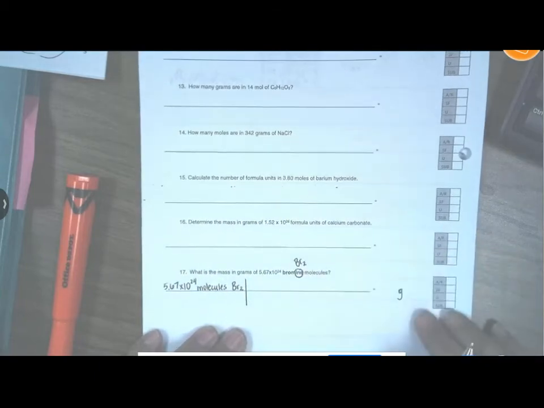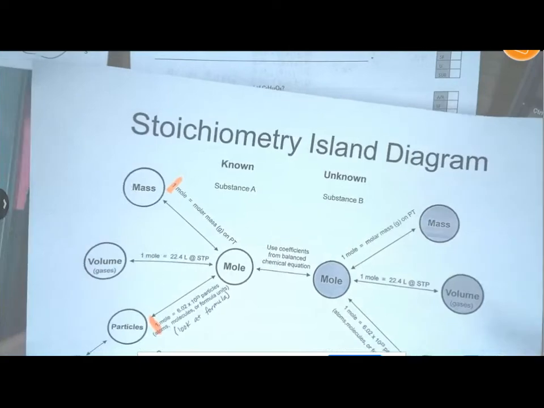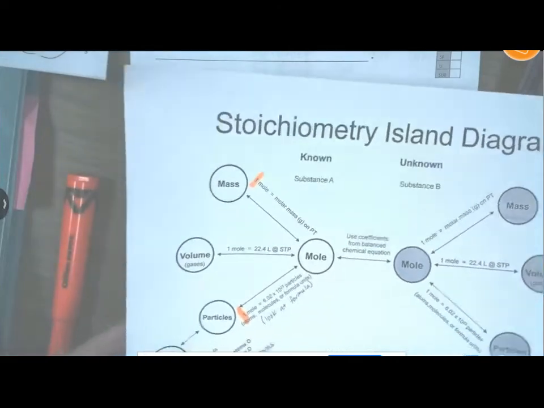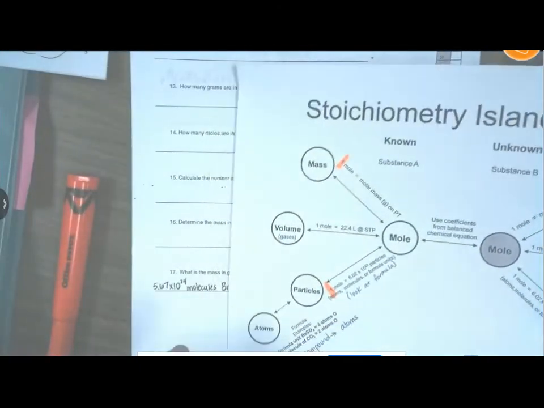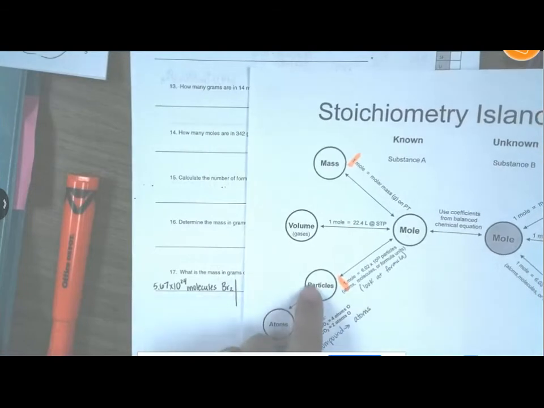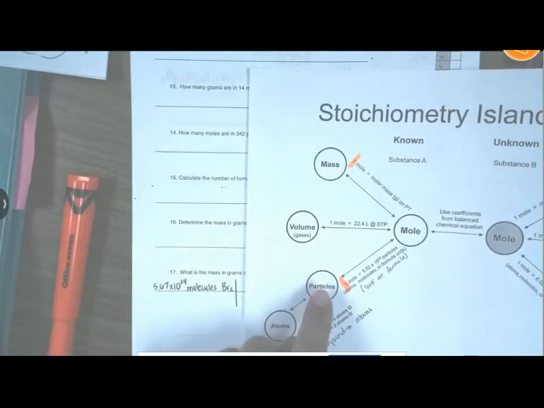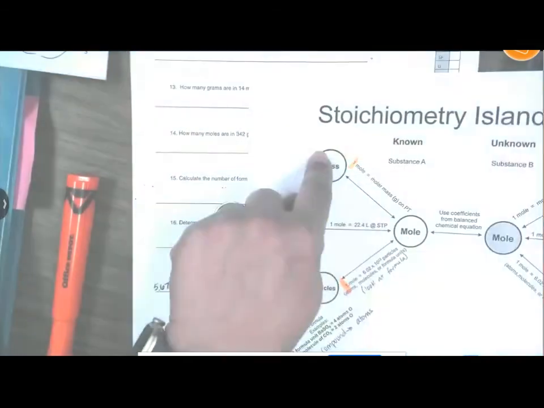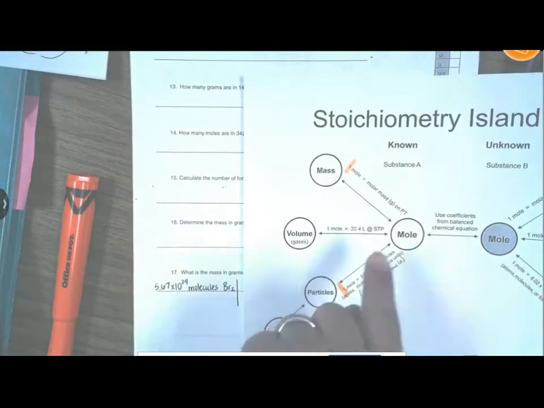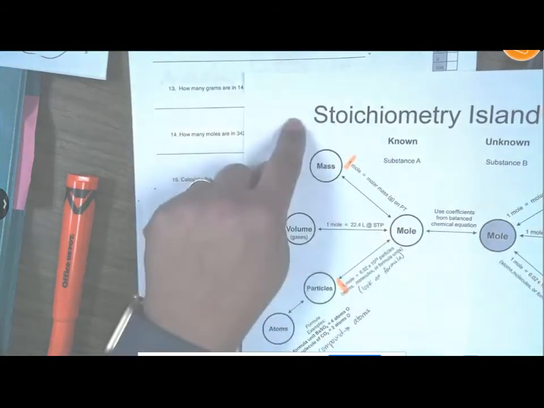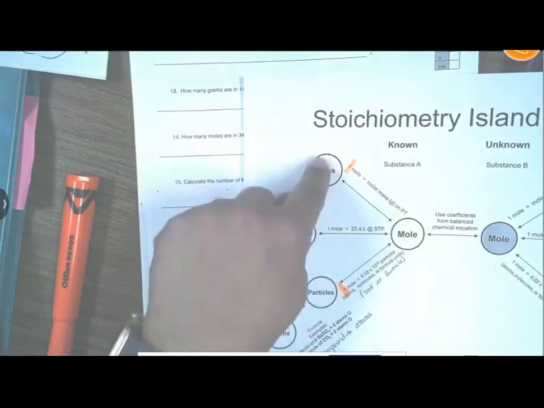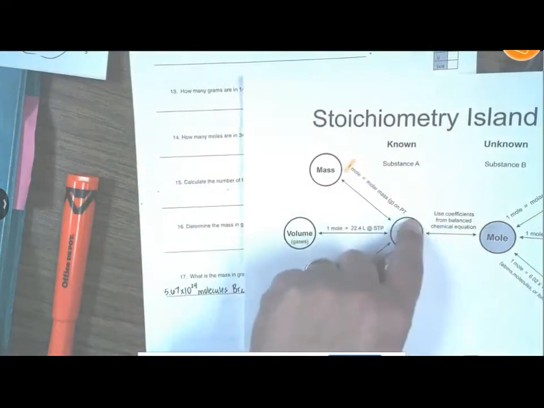And I want grams. So let's say, right, I'm really confused. I'm not sure. I'm going to use my stoichiometry island diagram. So then here, I go to my particles, which are molecules. I need to go from molecules to mass. So I have to go from molecules to moles first, then from moles to mass. I can't just jump from here to here.